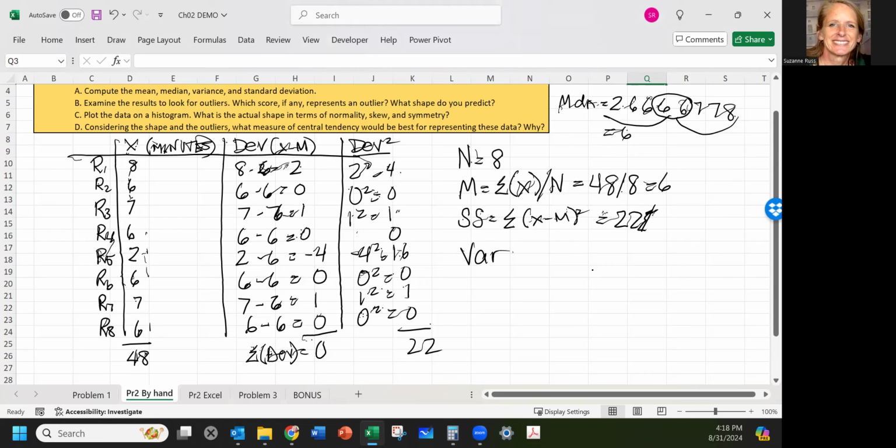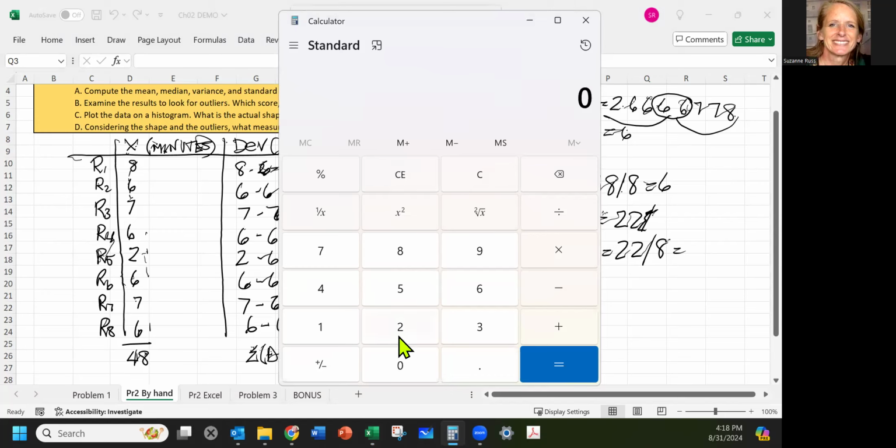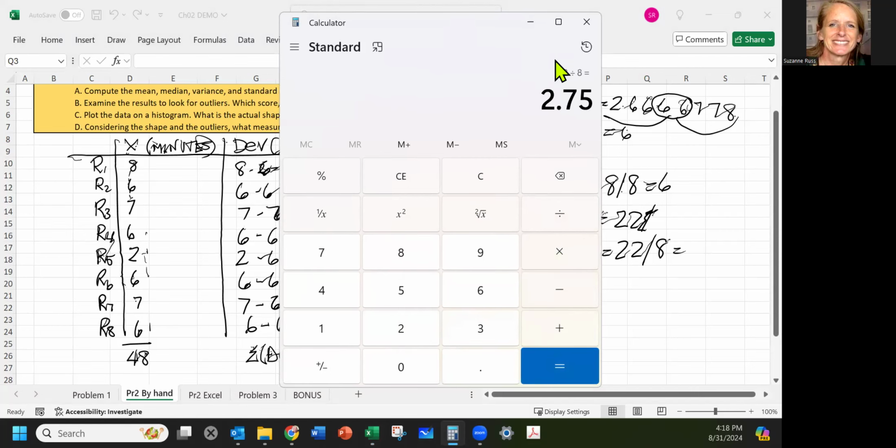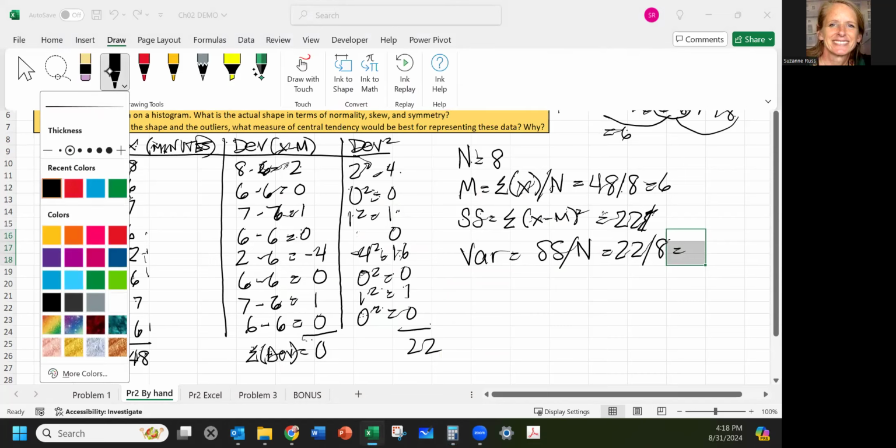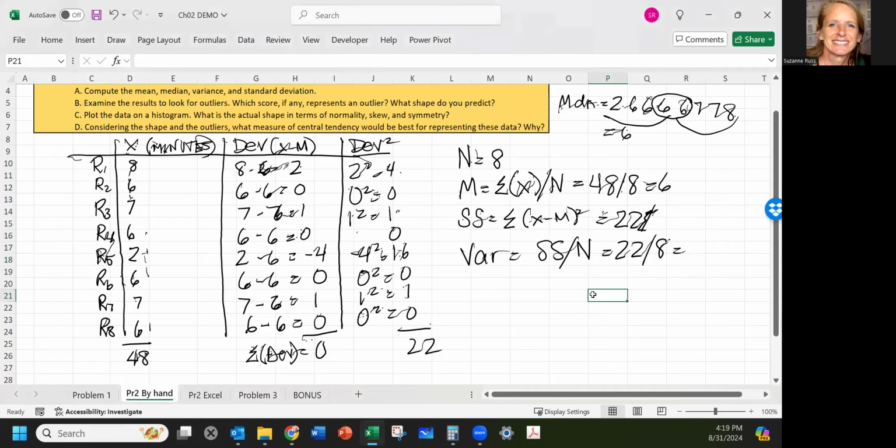Next, we go on and we get our variance, which is the sum of squares divided by n. So 22 divided by 8 equals, let's get our calculator over here. Clear it out. 22 divided by 8, and we get 2.75. So our variance is 2.75.